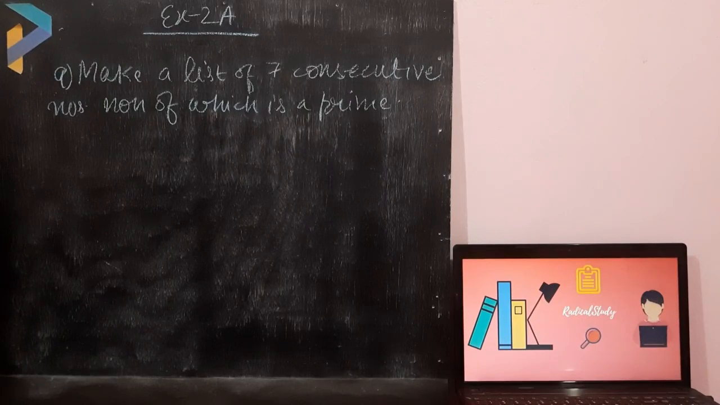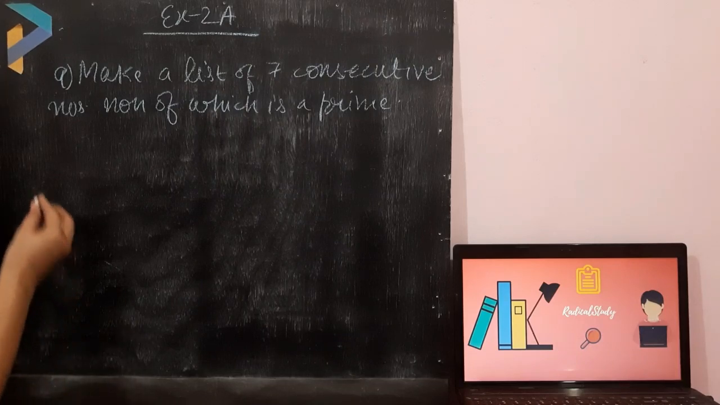So students, as you can see, I have written a question on the board. Make a list of 7 consecutive numbers, none of which is a prime. That means there should be 7 numbers. The numbers should be consecutive and they should not be prime. So from the table of the sieve of Eratosthenes, I have already shown you that there are 7 such numbers. Once you draw that table, you will easily analyze that.